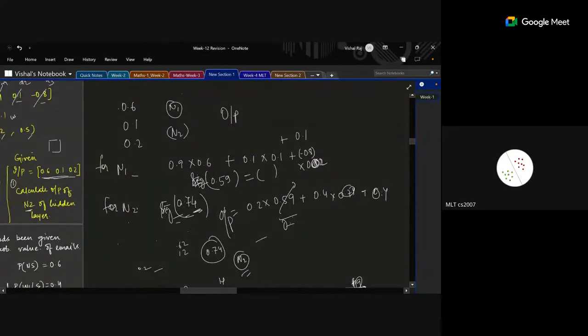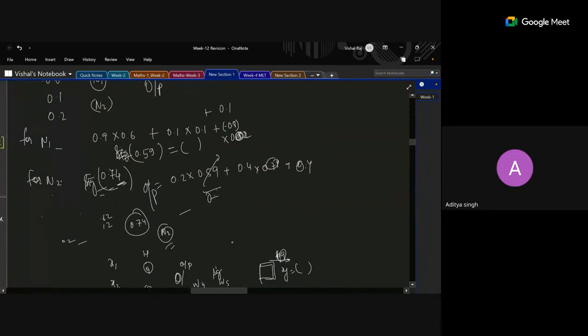After adding, we are getting this. Okay. Sir, can you do it for the final, like we have for N1 and N2? For N1 we got 0.59, then we'll add and multiply the weight. No, sir, like final for the output also. This is output only, right? This is output only. Okay.